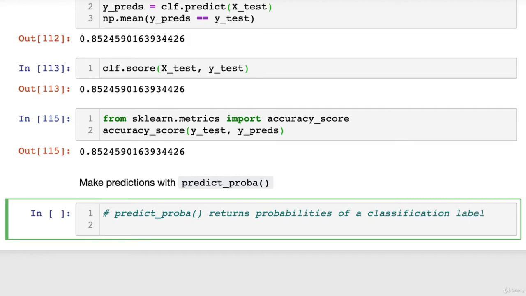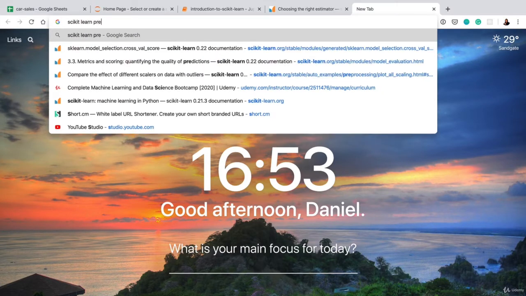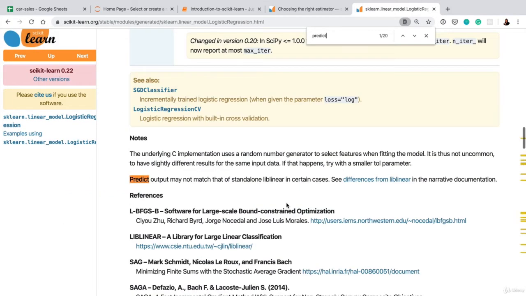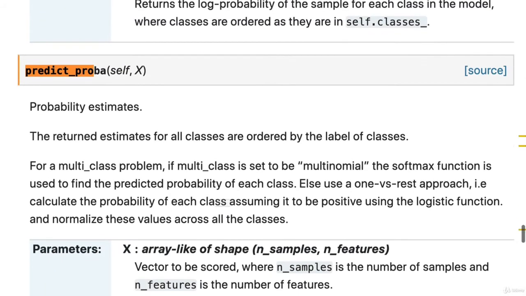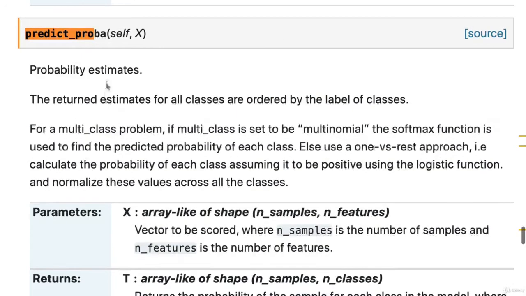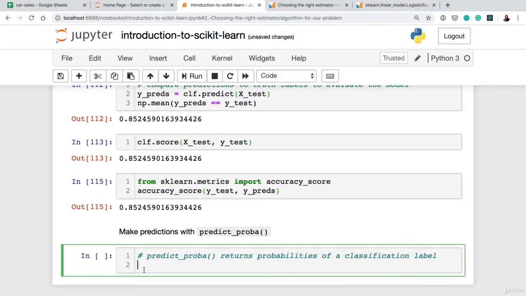Let's have a look at the Scikit-learn documentation, because this is good practice. So Scikit-learn predict proba. There we go. We want predict proba. Probability estimates. The returned estimates for all classes are ordered by the label of classes. Okay, so probability estimates. What does that mean? Let's have a look, eh?